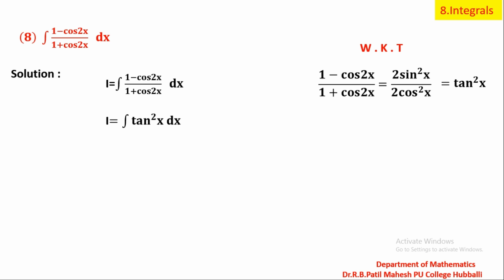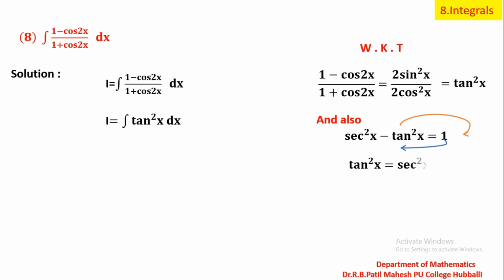Then what to do? You have to recall a trigonometric identity, that is secant square x minus tan square x equal to 1. From this you can write tan square x. Taking tan square x to the right hand side and 1 to the left hand side, therefore tan square x is equal to secant square x minus 1. This is the identity for tan square x.